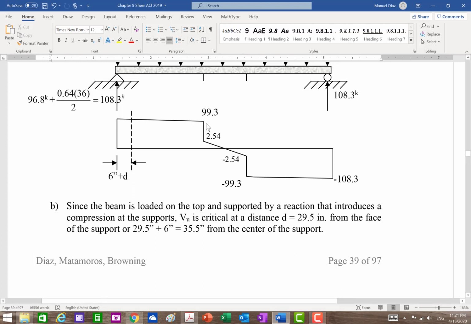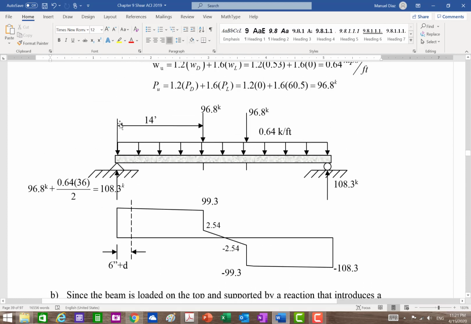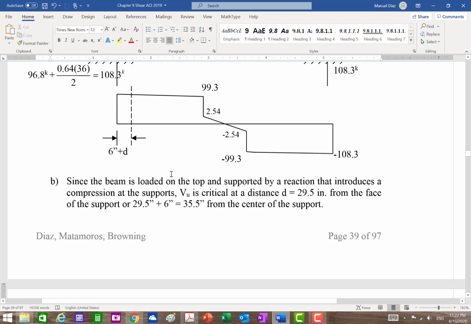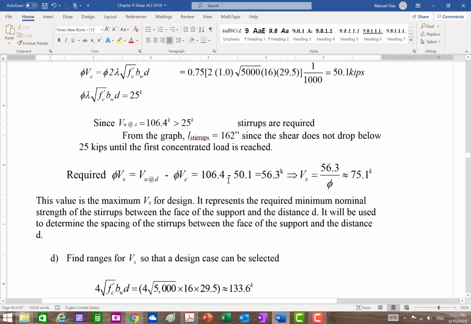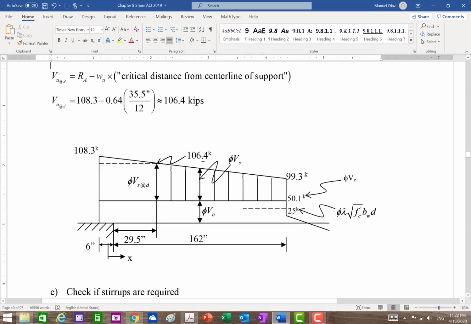Well, the 25 is going to be on this line, so there's no need to do calculations. All I need to know is the distance, 14 feet. My stirrups should cover a length of 14 feet from the center line. So I know already the length I need to cover with the stirrups. That's 14 feet from the center line, because that's where the drop is.